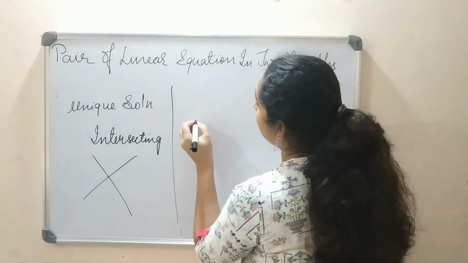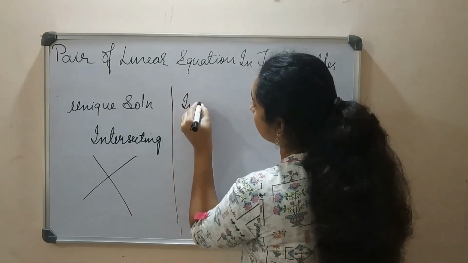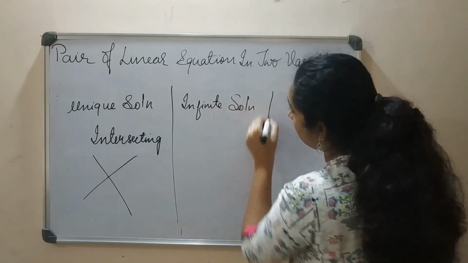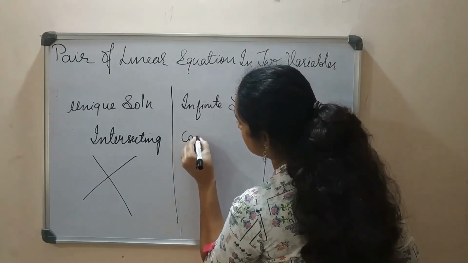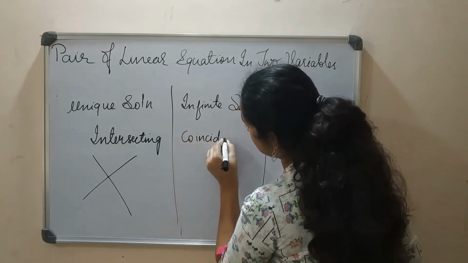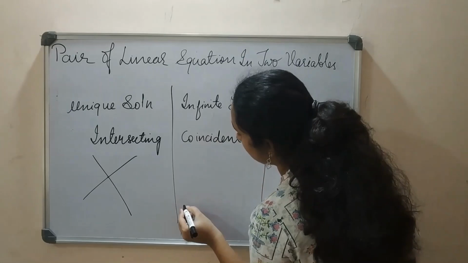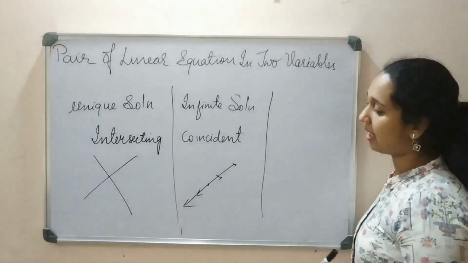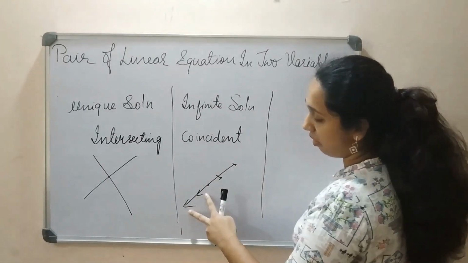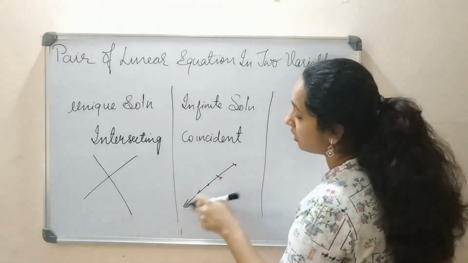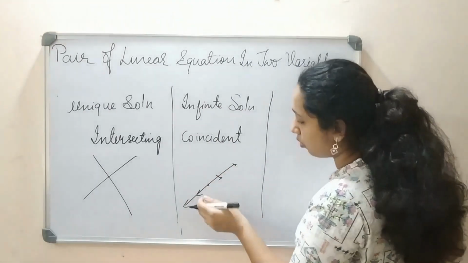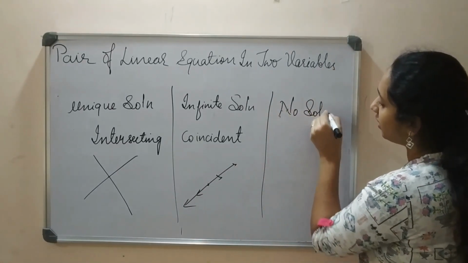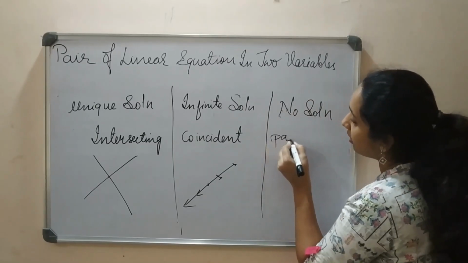Next, what we have is infinite solution. For infinite solution, the lines will be coincident. That means you have two lines, but both look like a single line. Either it will be in this form, like this is one line or this is one line, otherwise both the lines will be lying on each other. And third is no solution. In this one, the lines will be parallel.